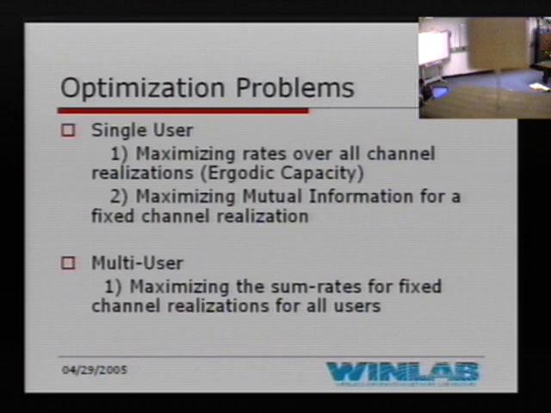So let's see what the optimization problems are. For the single user, we consider two problems. One is the problem of ergodic capacity, that is maximizing the achievable rates over all channel realizations. The second problem is we don't maximize over all realizations. We consider a fixed channel realization, and see what is the optimal way to allocate power among the subcarriers. For the multi-user case, we consider basically a version of this problem, that is, given a fixed channel realization for all the users, what is the optimal way to allocate power to maximize the sum rates for that given realization.